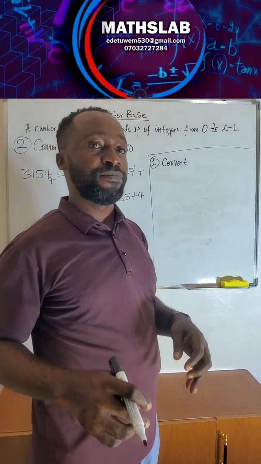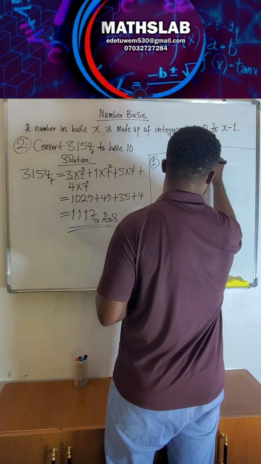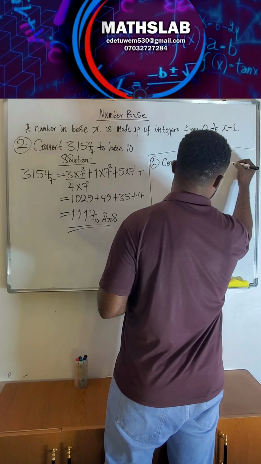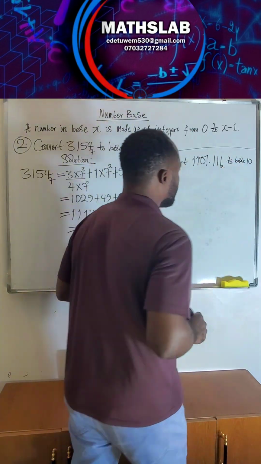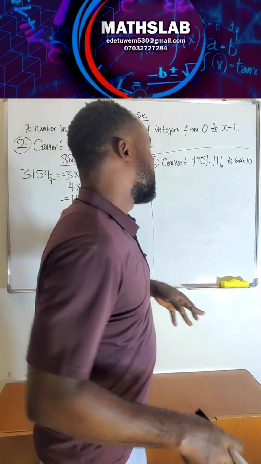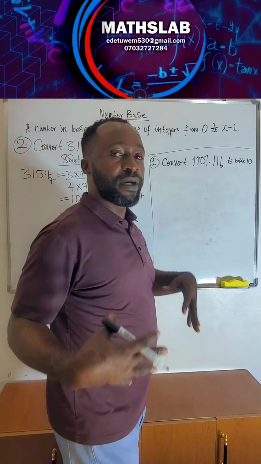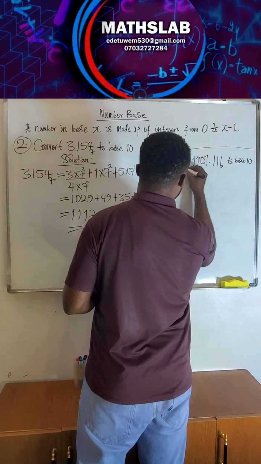Let's have the last example. We are going to have this: convert 1101.111 in base 2 to base 10. The question says you should convert 1101.111 in base 2 to a number in base 10. So let's quickly have that. Let's get our solution.